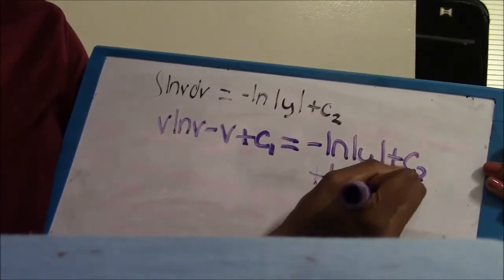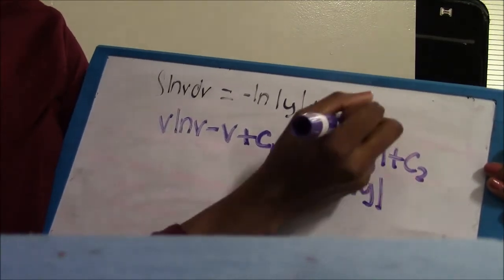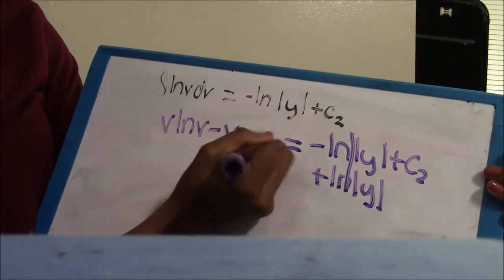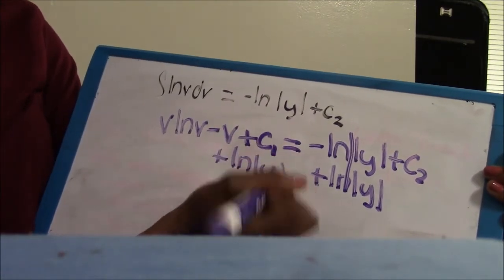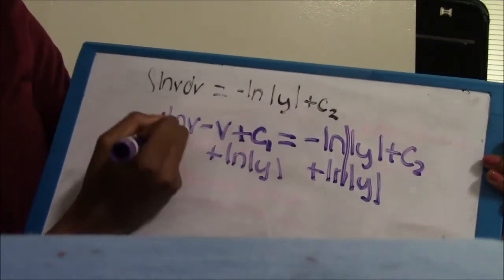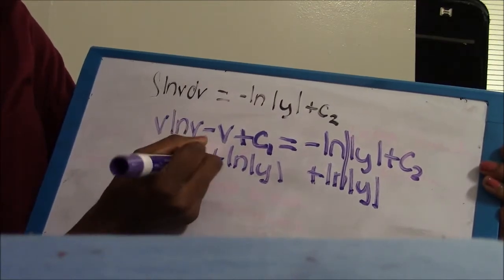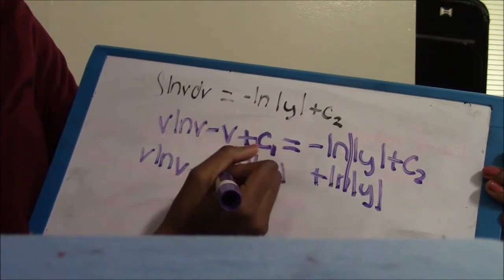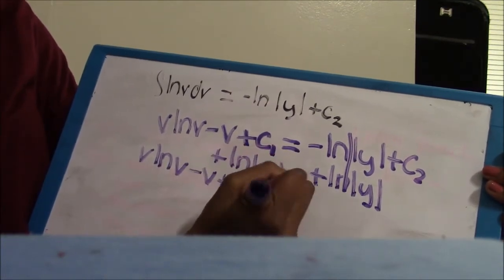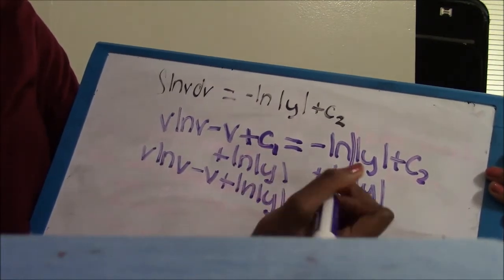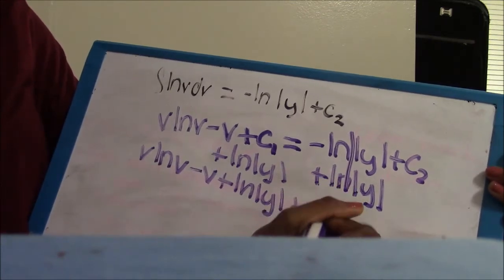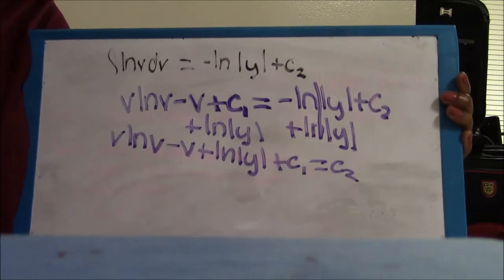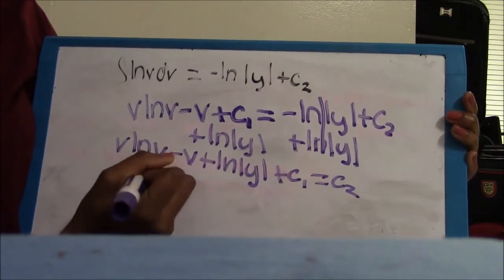So we want everything on the same side. We're going to add ln of the absolute value of y to both sides, and we're going to get v ln of v minus v plus the ln of absolute value of y plus c1 equals c2.